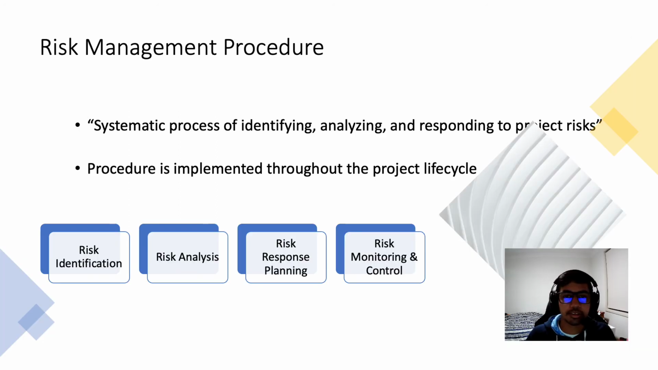The risk management procedure is defined as a systematic process of identifying, analysing, and responding to project risks. This is a common procedure followed by many projects these days, including the Cross City Tunnel project. The procedure was implemented throughout the entire project lifecycle, including these four key stages: risk identification, risk analysis, risk response planning, and risk monitoring and control.